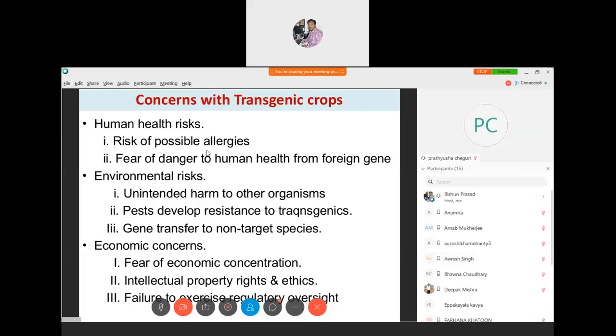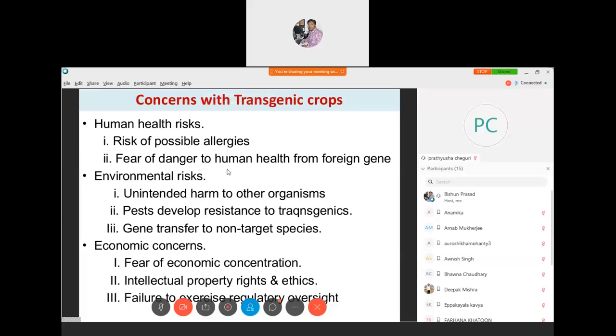So before coming to the market, it has to pass through the different steps, and it has to go through the different regulatory authorities. So there is no chance that your transgenic plants will have the allergen. And you know that these genes are made up of ATGC. They are the nucleotides. So even if we consume any foreign gene, nothing will happen.